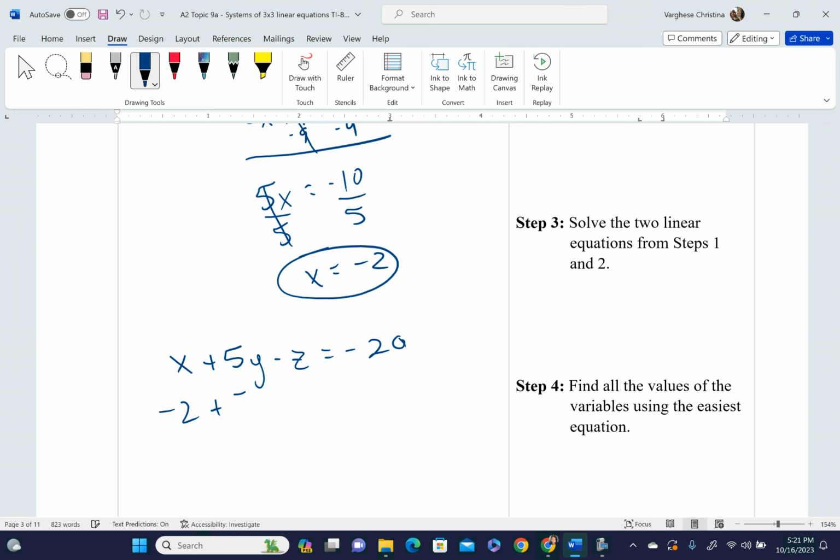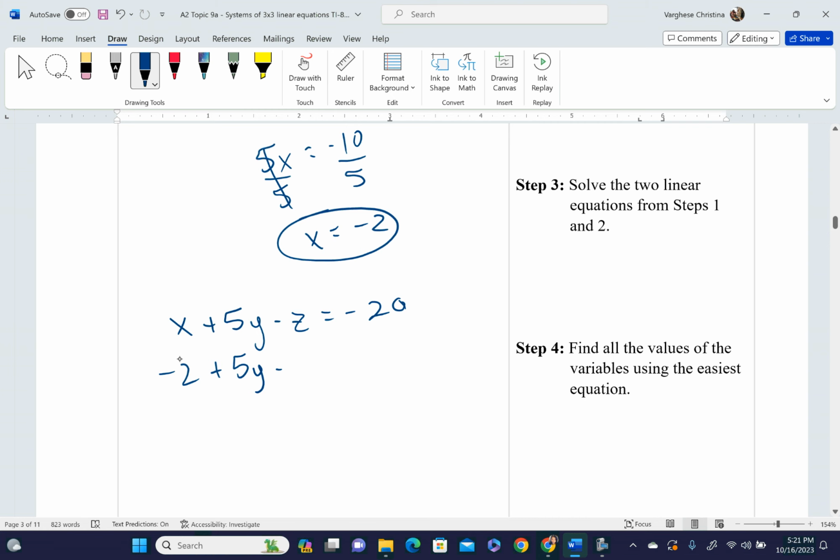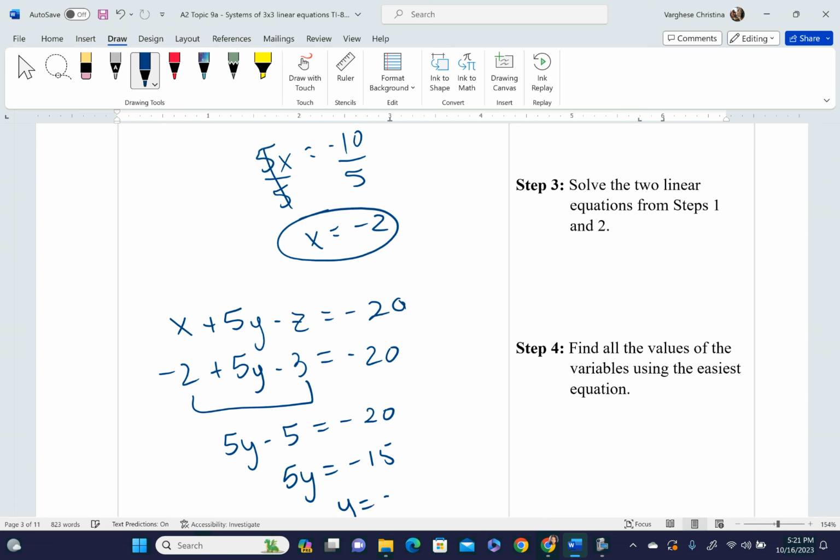I don't know what my y is, so I'll leave that as y. And then I have minus z. What's my z? 3. So I have minus 3 equals negative 20. Okay, so combine like terms. So that's going to give me 5y minus 5 equals negative 20. Add 5 to both sides, so I get 5y equals negative 15, and I get y equals negative 3.